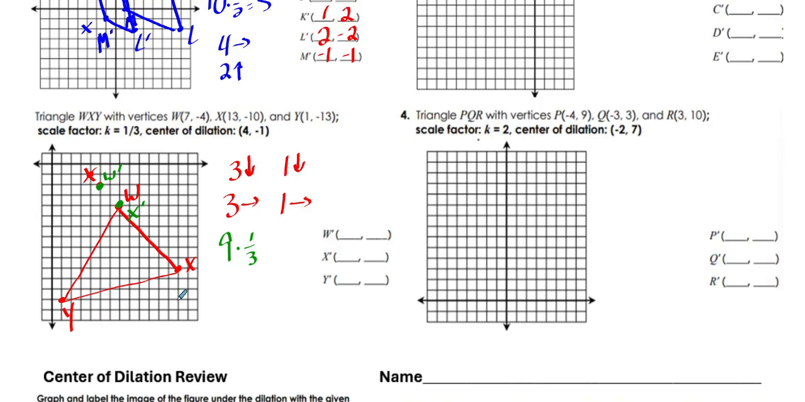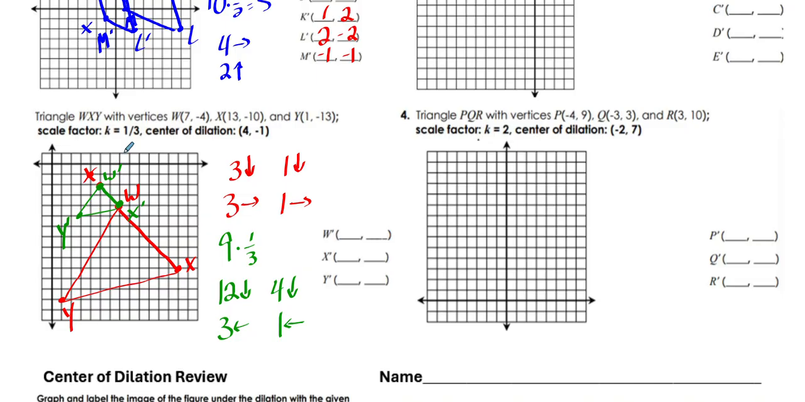And Y looks like it's 3 more down, which means it's 12 down. That's going to become 4 down. And it's 1, 2, 3. Oops, sorry, I was counting from there. 1, 2, 3 to the left. That becomes 1 to the left. So 1, 2, 3, 4 down, 1 to the left. That's where Y prime ends up.